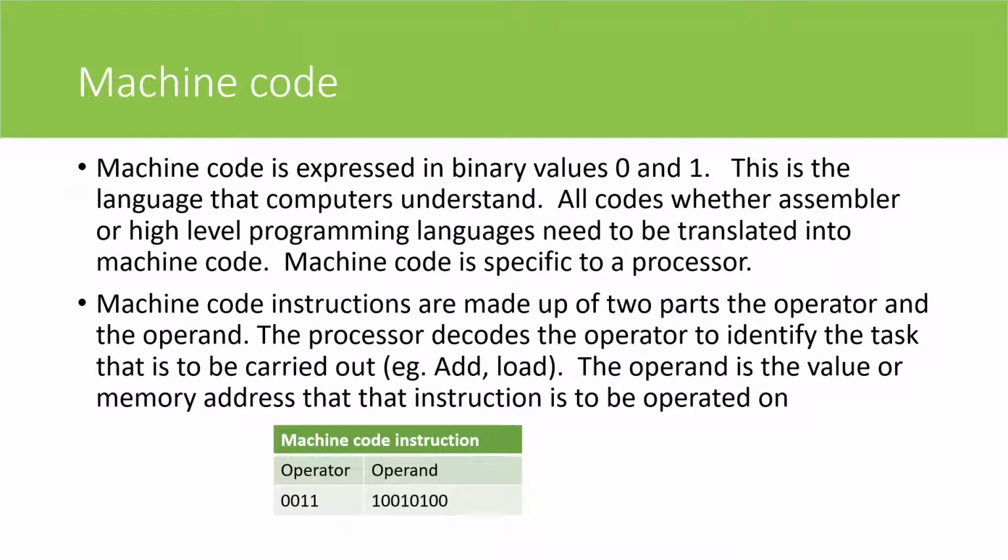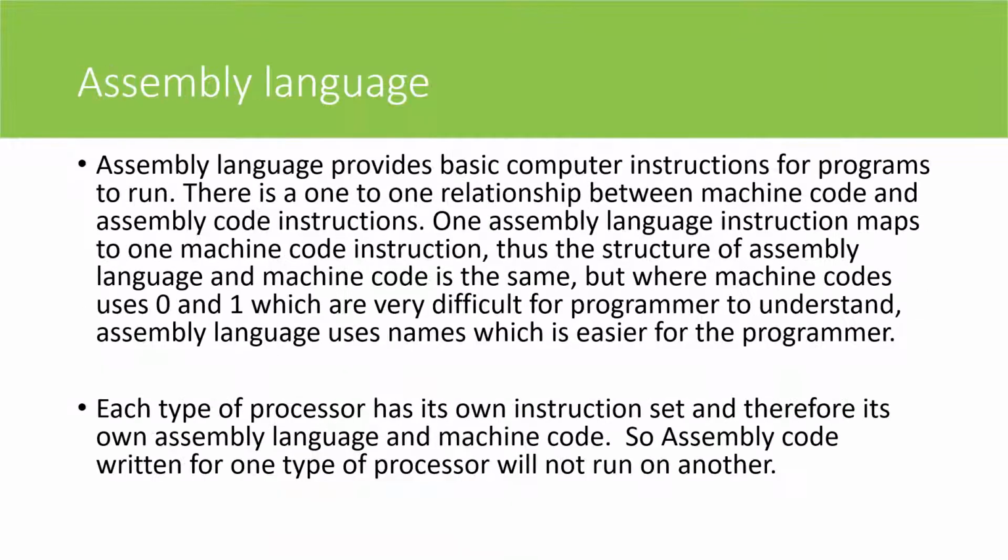Machine code instructions are made up of two parts, the operator and the operand. So the processor decodes the operator to identify the task that is to be carried out, for instance to add, to load a number. The operand is the actual value or memory address that the instruction is to operate on.